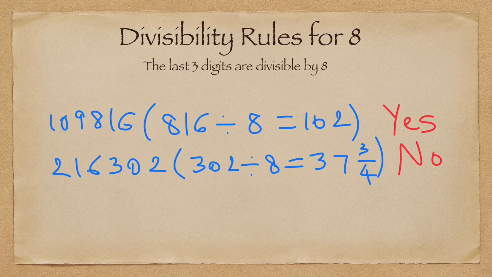Let's see the next example. 216302. What are the last 3 digits? 302. Is it divisible by 8? No, it won't give the remainder 0. So 216302 is not exactly divisible by 8.